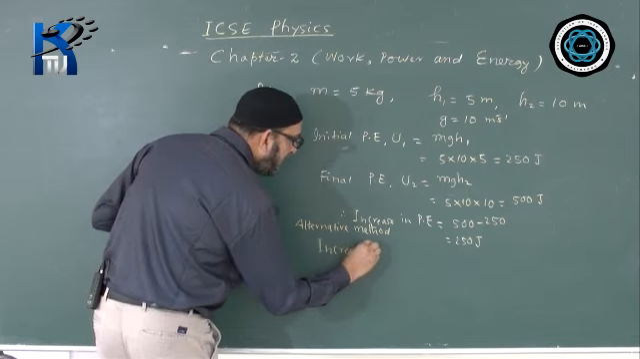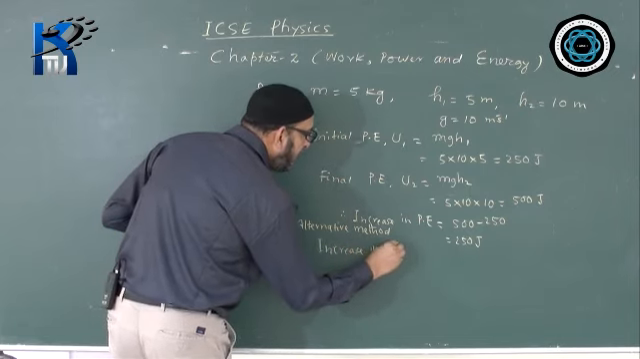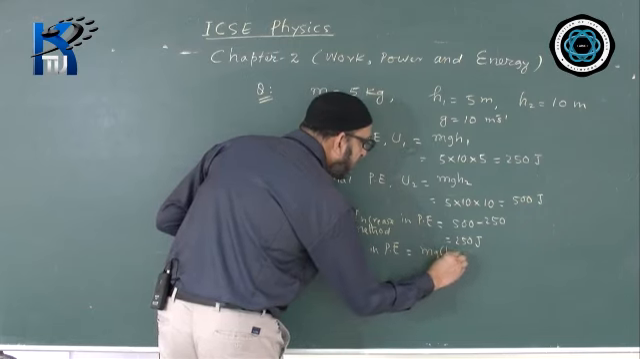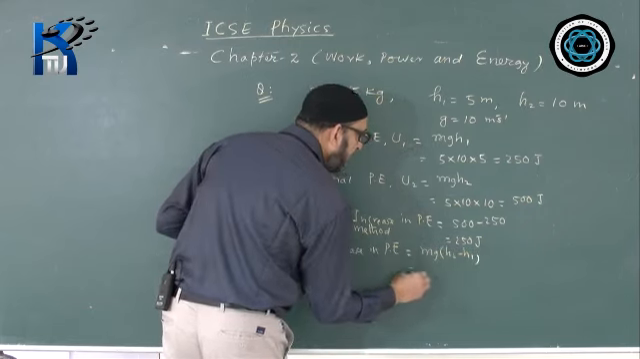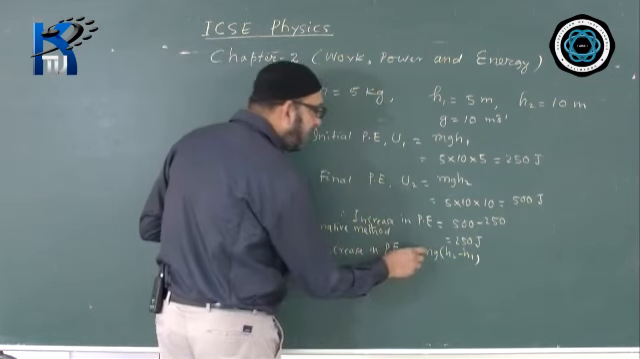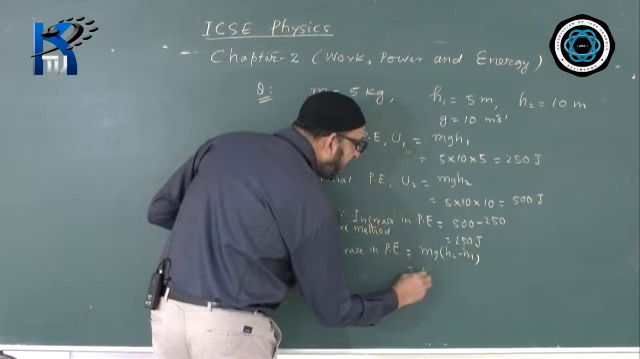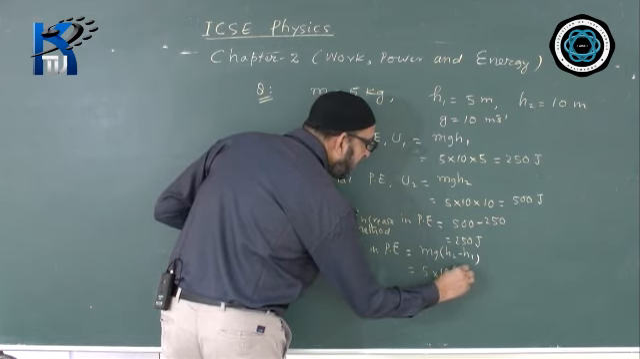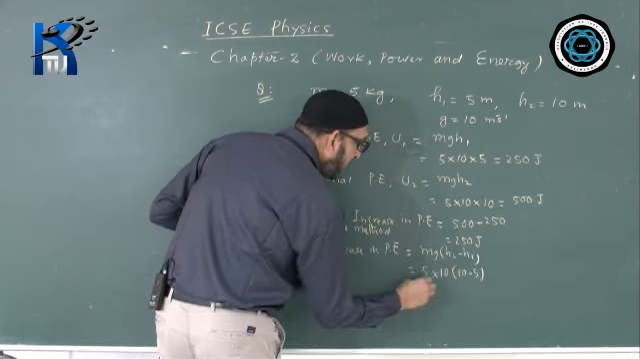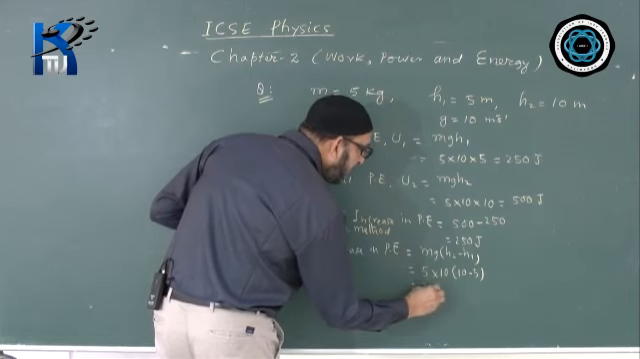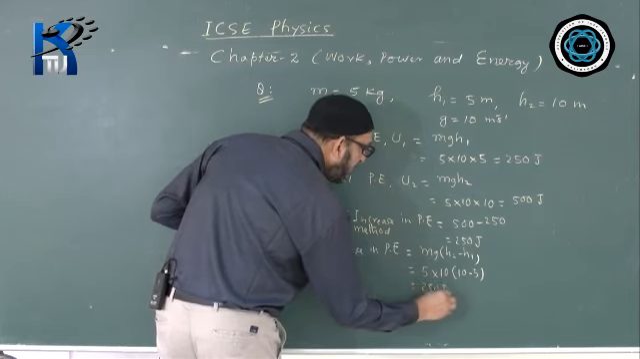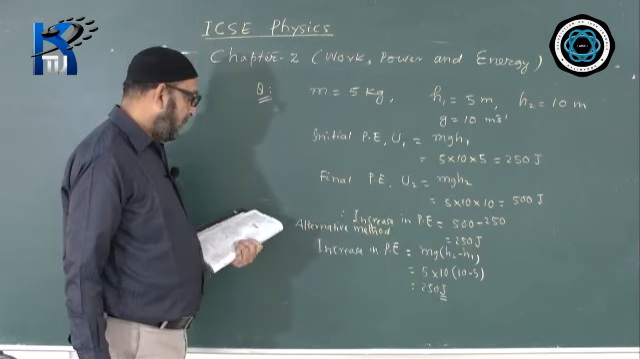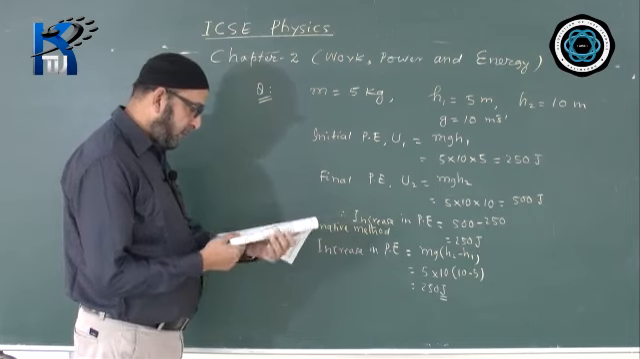Increase in PE is equal to, directly we can use mg into h2 minus h1. We can do it directly like this. So you can put the values: mass is 5, g is 10, height is 10 minus 5. So 5 5s, the answer is 250 joules. So this is a shorter way this problem can be done. There are two methods, and we can follow any one.